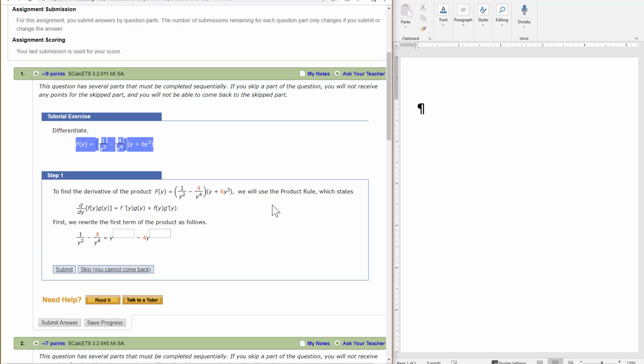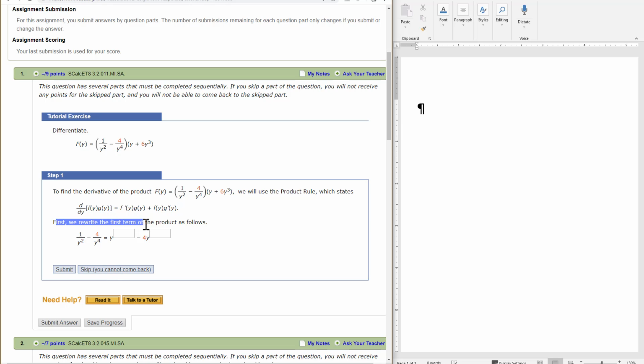We look like we're going to take the derivative with respect to y. So because it's a product, we will use the product rule, and the product rule says that we're going to take the derivative of the first function, multiply it by the second function, and then we'll take the first function and multiply that by the derivative of the second function.